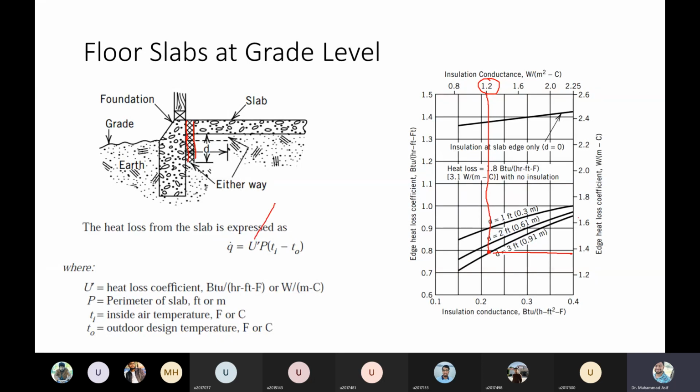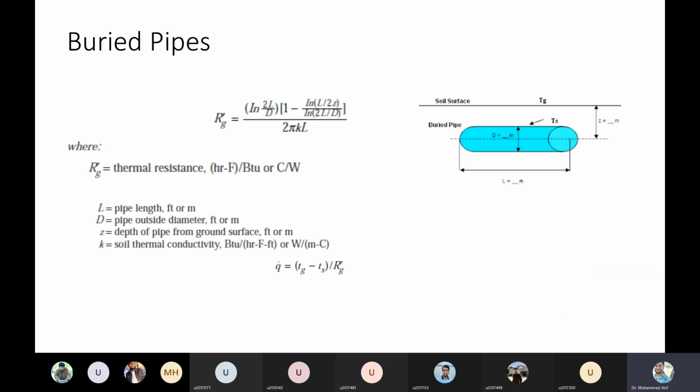So once you know the value of the heat loss coefficient, and this is the perimeter of the slab, finally you can calculate the value of the heat transfer because of that slab. Right. So lastly, there could be buried pipes below the surface. So let's say if steam is flowing through that pipe, there is a possibility that the heat can flow from the pipe to inside of the room. So how to calculate the value of the heat transfer because of that buried pipe?